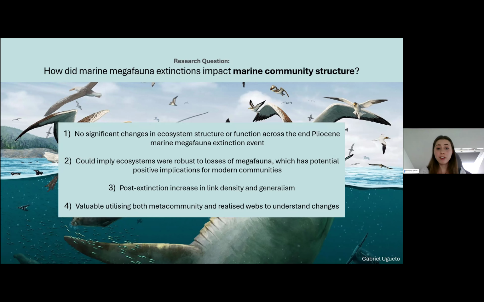We do see some very, very minor changes across the extinction. So we do see an increase in link density and an increase in generalism. And this is a really common thing to happen following extinction events because extinction events normally target specialists, or at least they're more at risk of extinction than generalists. And then finally, I just want to point out that it is really valuable using both meta-community and realized webs when you're trying to understand changes, and they're both valuable in their different ways.